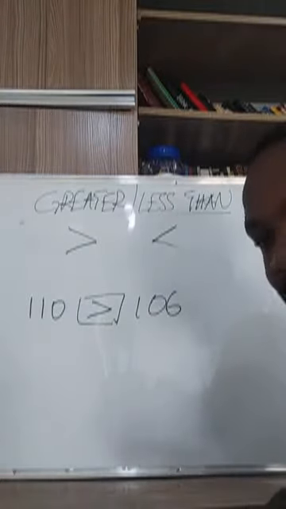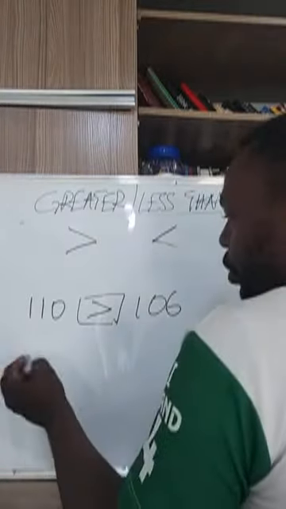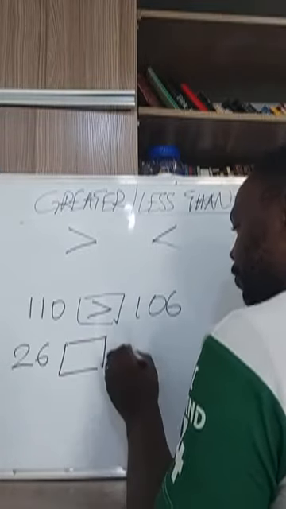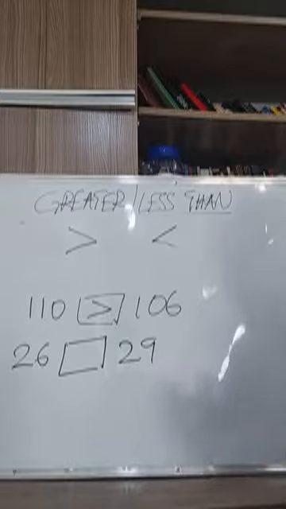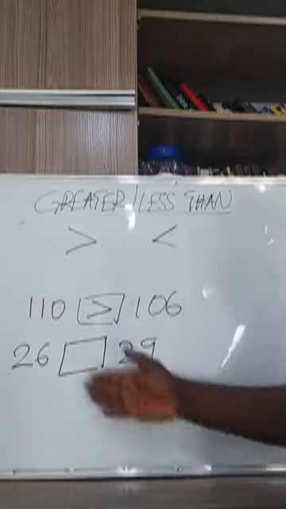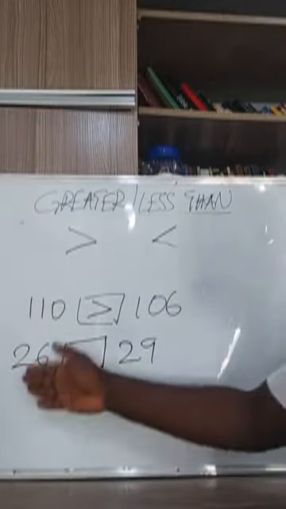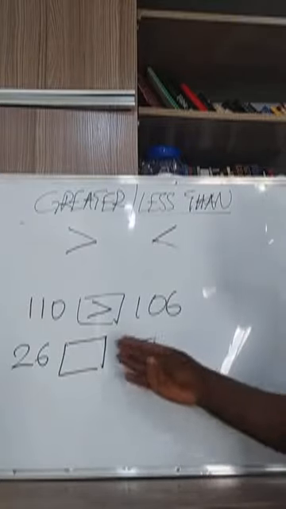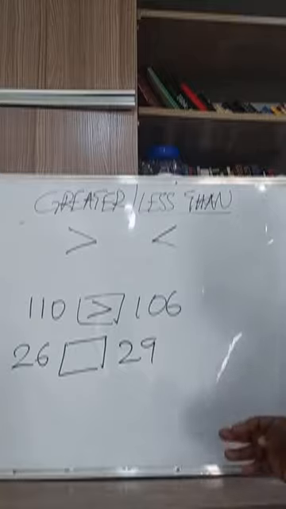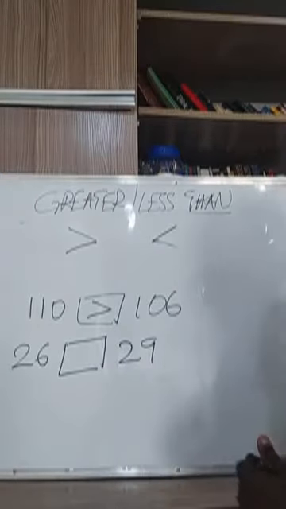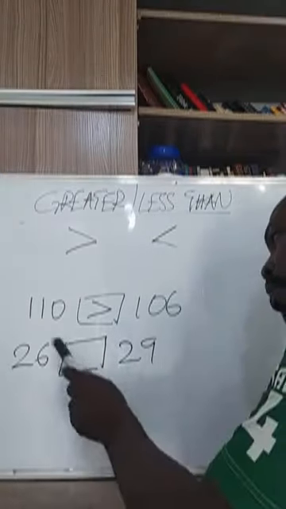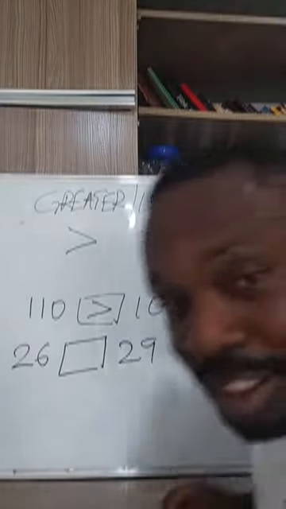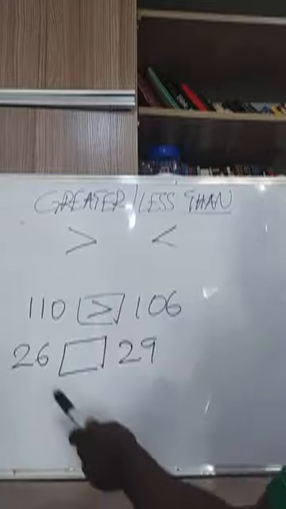Now if I give another one, I could go 26 and I have 29. And you go, okay, is 26 bigger than 29, or is 26 smaller than 29? So 26 is smaller, 29 is bigger. Now, this in relation to this, that's what we're talking about. This is smaller, so it's going to be less. Less is smaller, right? So 26 is less than.